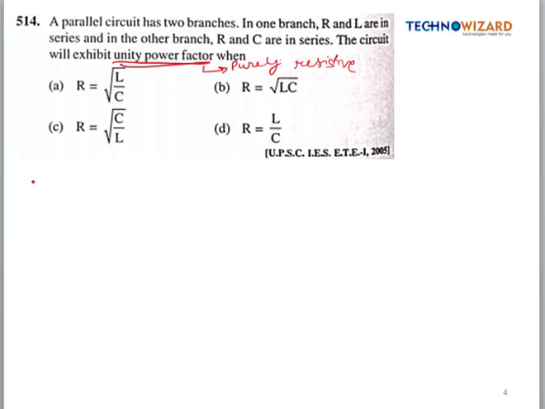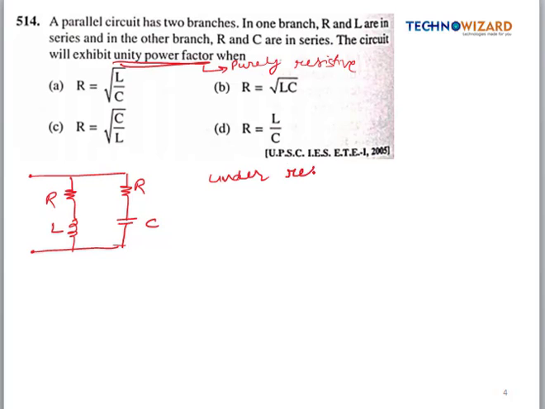Okay, so here we have two branches. In one branch we have R and L, in the other branch we have R and C, connected in series. So this is R, C, R and L. Now the circuit will be under resonance when, suppose this is resistance R1 and this is R2, R1 is equal to R2, which is equal to root L by C. So here R1 and R2 values are the same, so R is equal to root L by C. Okay, so option A is correct.